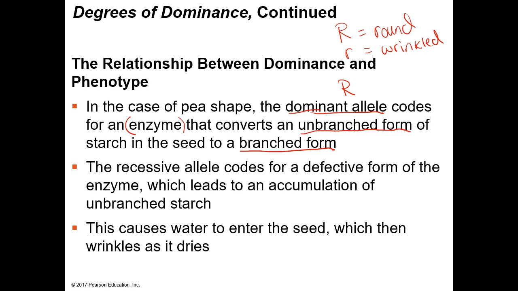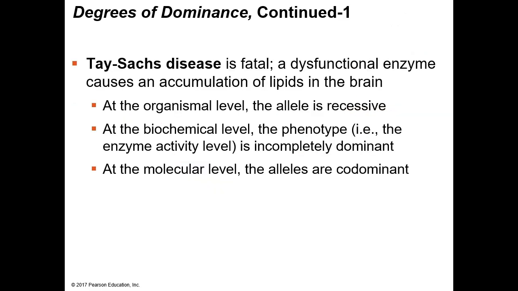However, in the recessive allele, which was little r, it codes for a defective form of the enzyme. So the enzyme is going to be defective, which leads to an accumulation of the unbranched starch, which is unable to be converted to the branched form. This causes water to enter the seed, which then wrinkles as it dries. Tay-Sachs disease is a fatal disease due to a dysfunctional enzyme that causes an accumulation of lipids in the brain.